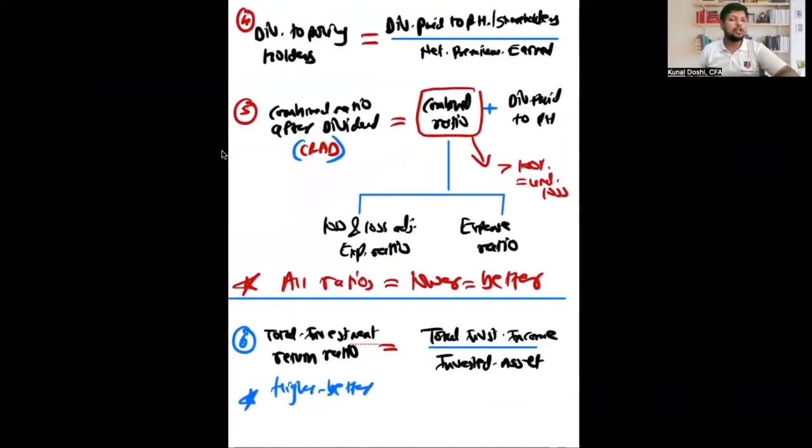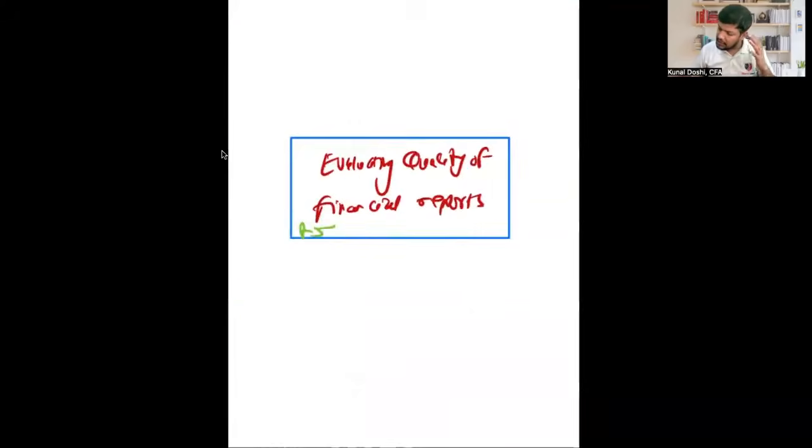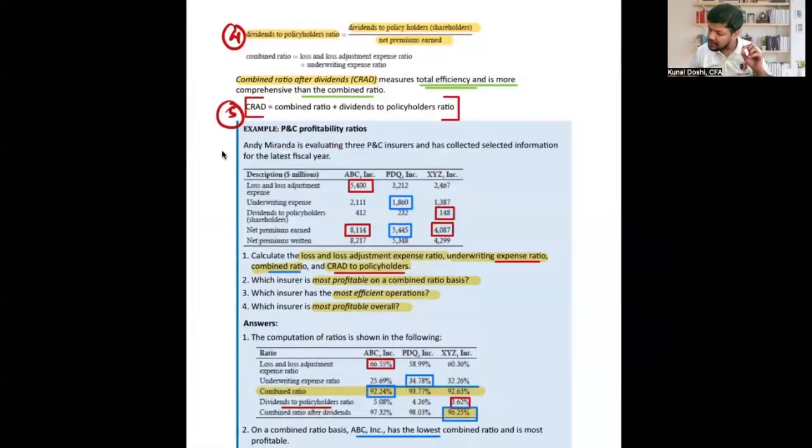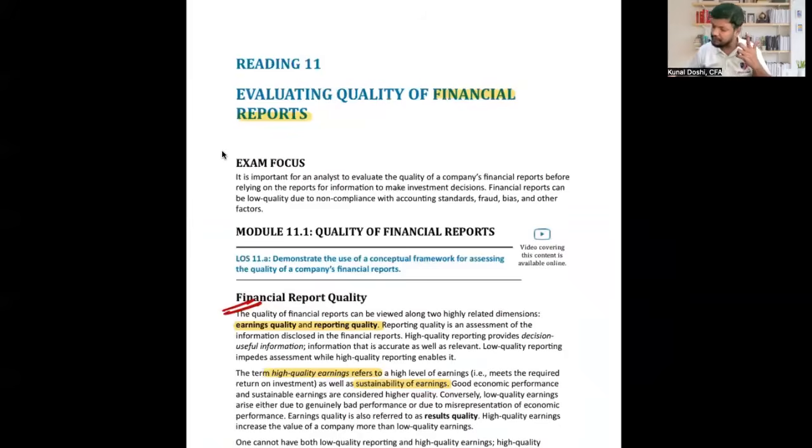All the ratios, the lower the ratio, the better it is, except one ratio, which is on the insurance company's investments. When they invest somewhere, they get returns. Whatever returns they get on their investment is called the total investment return ratio. This is the only ratio where the higher the ratio, the better it is. All the rest are expense related, so the lower the ratio, the better it is. Clear? All right. Perfect. That's it from this particular topic. This topic has these ratios that you need to take into consideration.